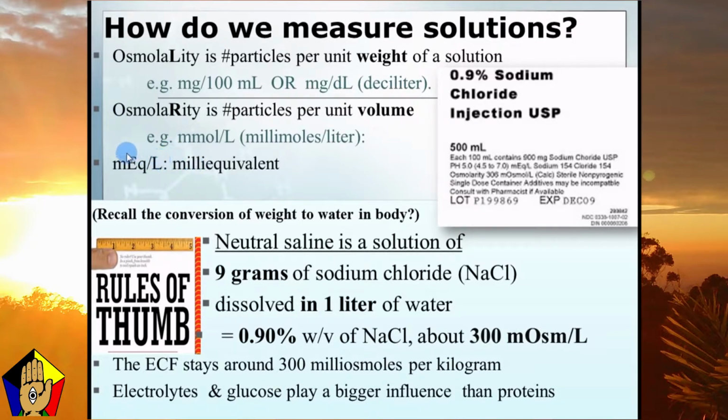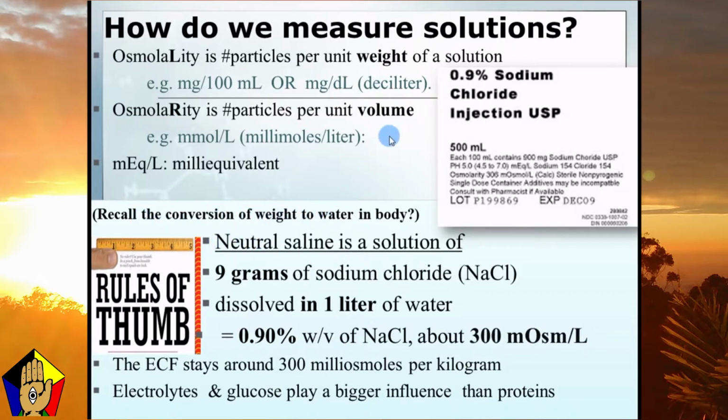But when we take a sample of plasma, we'll actually look at how many particles of sodium there are in milliequivalents. So we don't look at your blood as 0.9% sodium chloride, even though this is the same concentration of salt as the blood. We look at it in milliequivalents. Like we'll say you have 140 milliequivalents per liter of salt. So I put down here some rules of thumb you want to remember. First, you want to remember that conversion of weight to water.